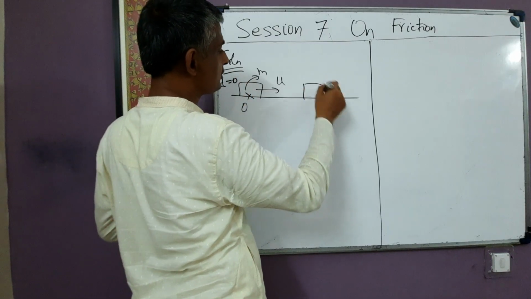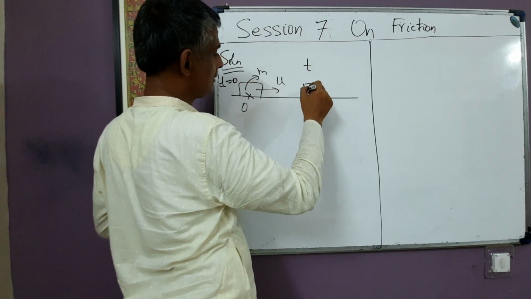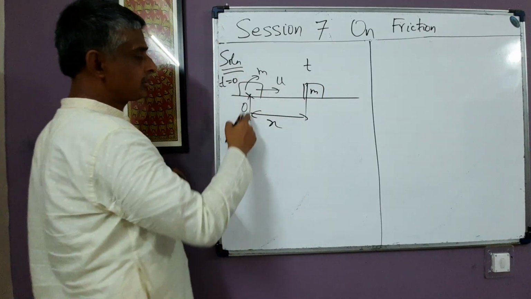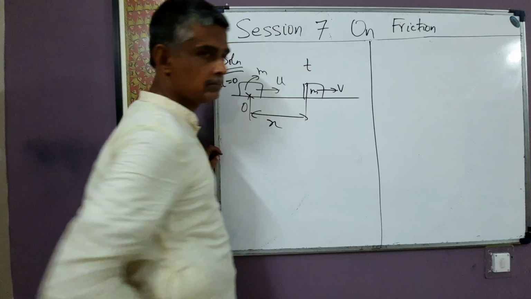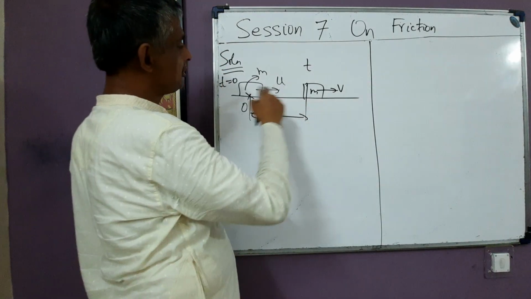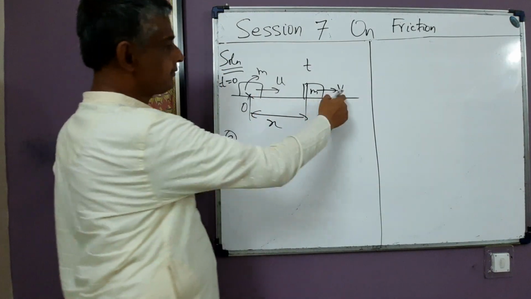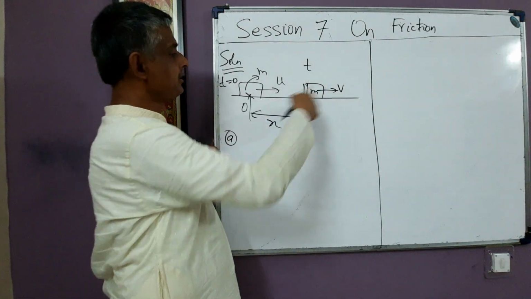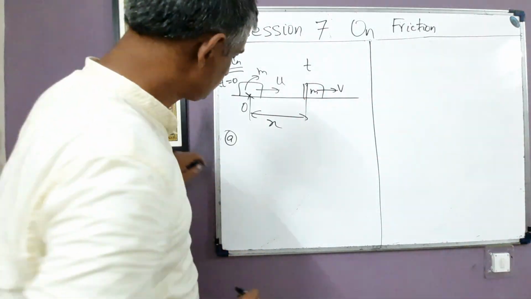After some time, the block comes here at time t. It has moved a distance of say x. Due to friction, its speed has decreased to v. Now in part A of the question, we have to find v in terms of x.